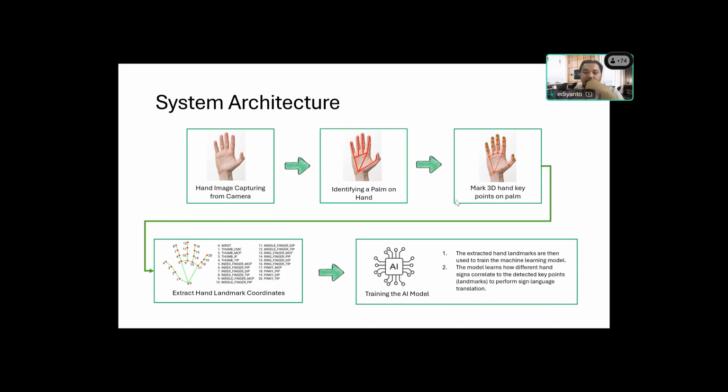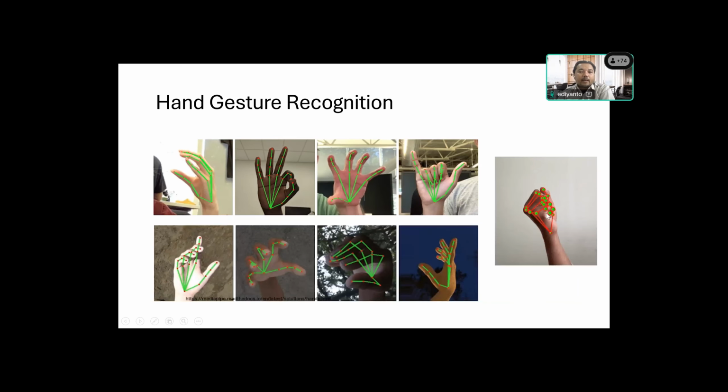Then training the AI model. The extracted hand landmarks are then used in training the machine learning models. The models learn how different hand signs correlate with the detected key point landmarks to perform sign language translation. This is some figures of hand gesture recognition. We can know by AI, like this one, 1, 2, 3, 4, and we can see the models.